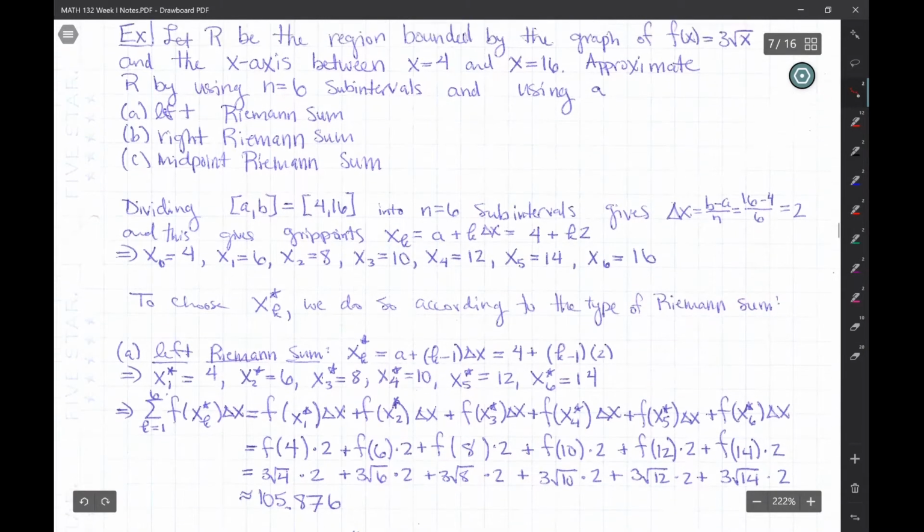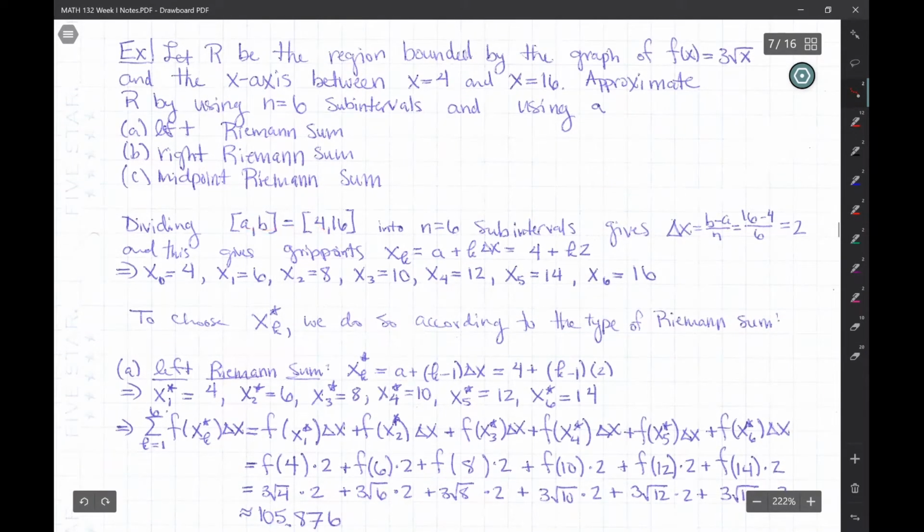So dividing this interval so that we get our partition into 6 subintervals of equal length has each subinterval being equal to 2 in length. And we also get these grid points, where k is running from 0 to 6. And so the first grid point is 4, the beginning of the interval. And we increase by 2 to get to the next grid point, all the way till we get to the grid point x sub 6, and that's the right endpoint there.